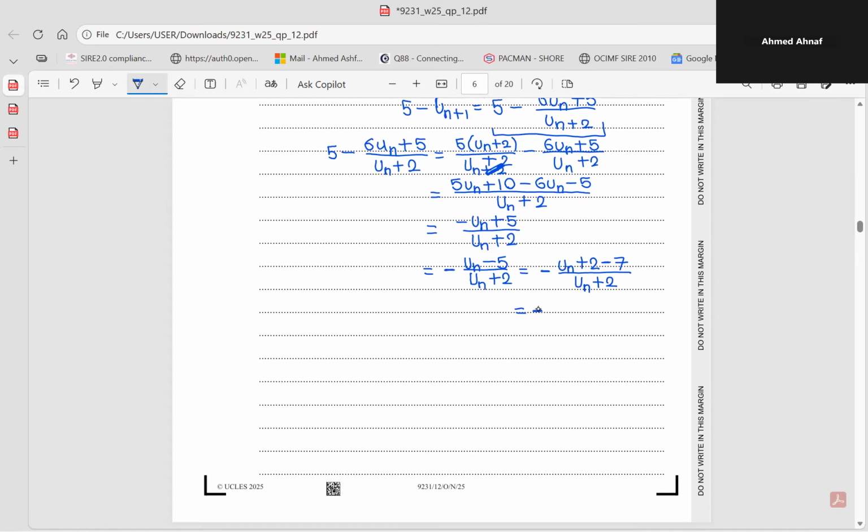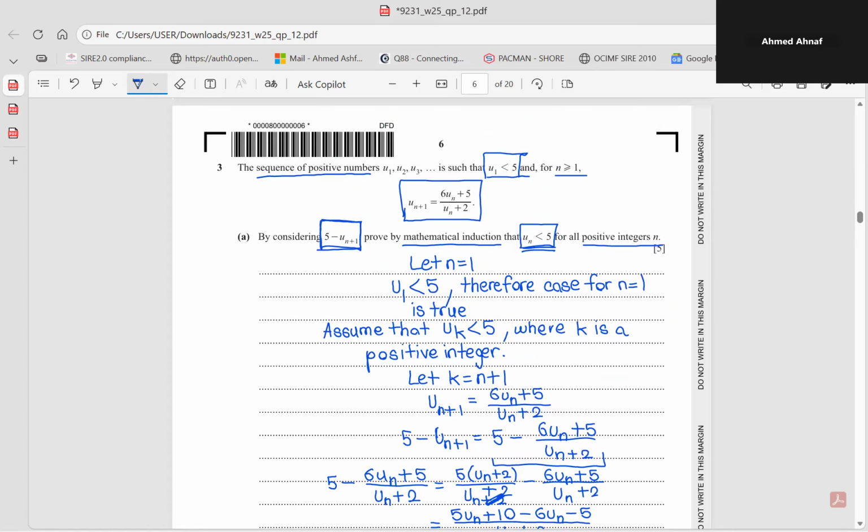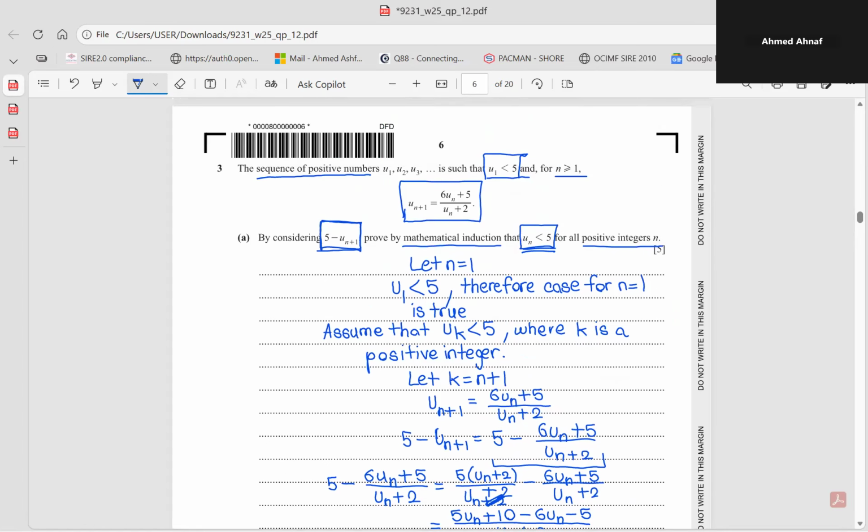So this is minus (un plus 2) over (un plus 2) plus 7 over (un plus 2). So this will just become 1, and you can multiply the negative 1 back. So you get 7 over (un plus 2) minus 1.